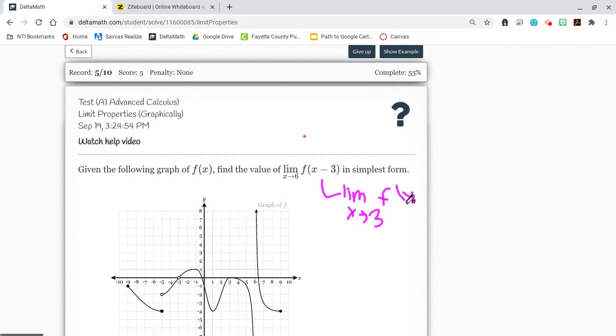My stylus went out, so this last one is going to look a little rough. Okay, so then I can just look at this and say, okay, here's f. Limit as x approaches 3 is 0, so I'll write 0 as my answer.